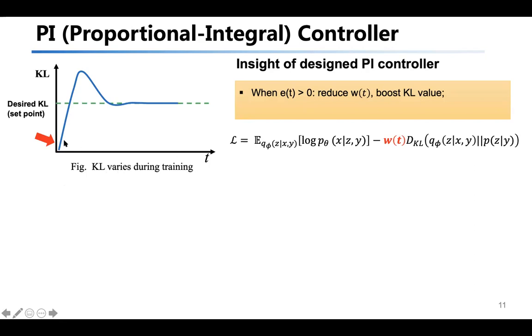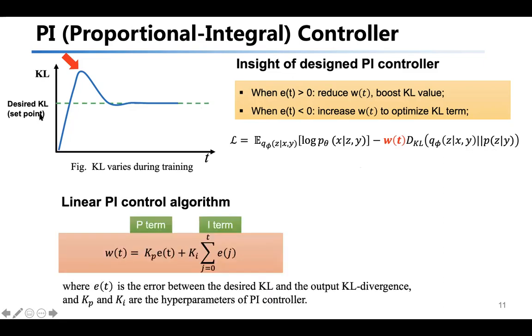For example, at the beginning of model training, if the value of KL divergence is very small, at that time the error is large and positive. So we need to reduce the weight W in order to boost the KL divergence. However, if the output KL divergence is over the set point, at that time the error is large and negative. So we need to increase the weight W in order to optimize the KL term. So after we update the weight up and down, we can stabilize the output KL divergence to the set point.